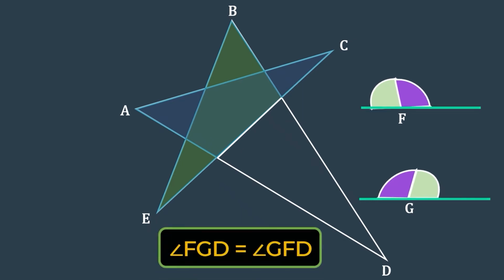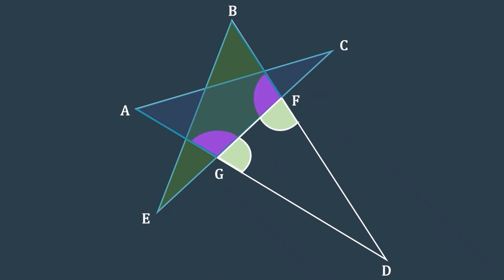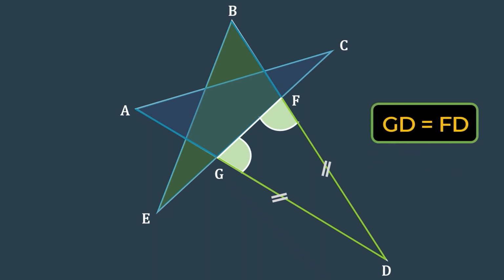If two angles in a triangle are equal, then the sides opposite them are equal. So in triangle GFD, since the angles at F and G are equal, the sides GD and FD must be equal.